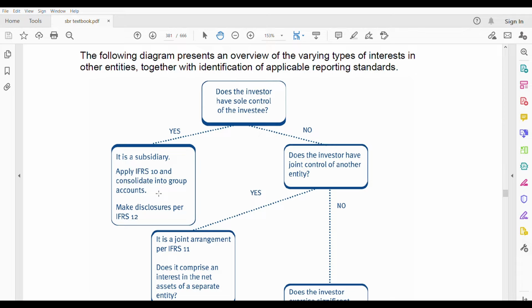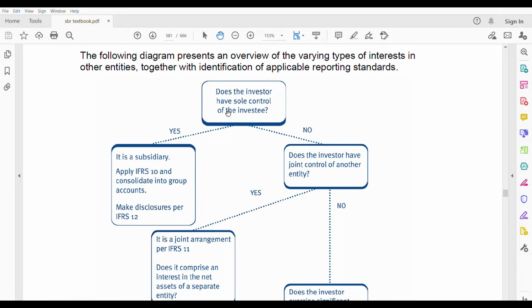Whenever you have an interest in an associate or subsidiary or joint venture, you need to make the disclosure according to IFRS 12. IFRS 12 I have covered. It's a short video, you can go and check. It's nothing complex. But the remaining 3 videos I have to make. A few of them I have already made before.